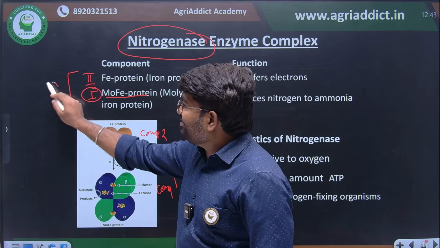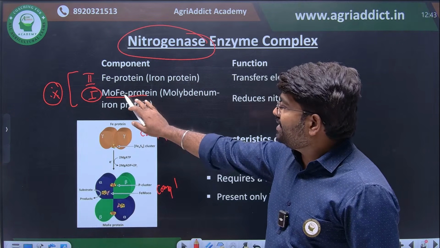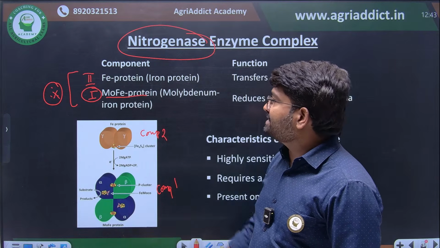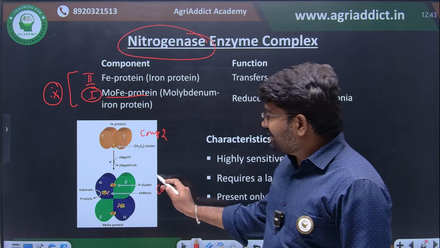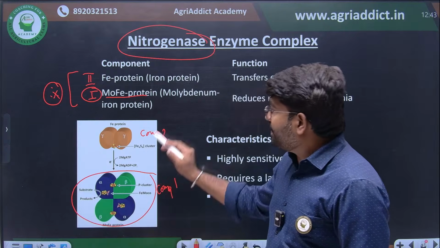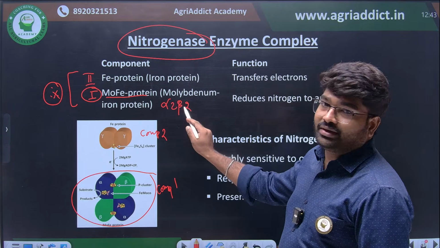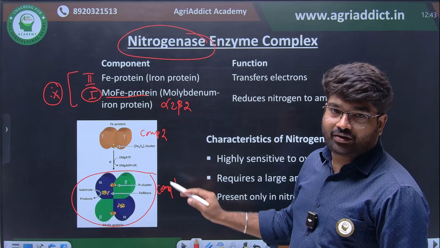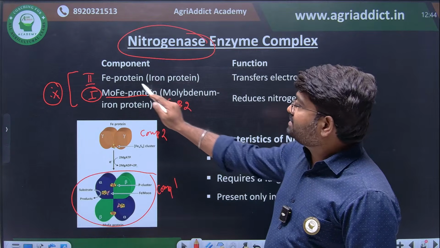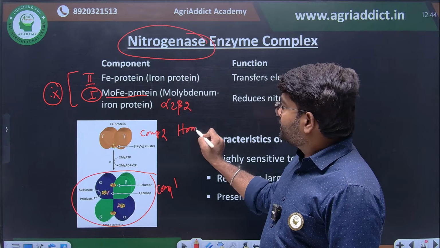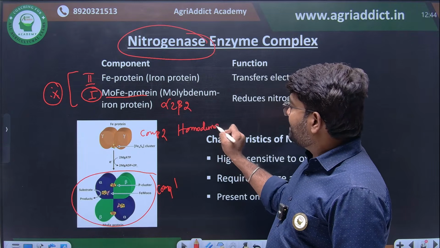This is very important. Component 1 is the molybdenum iron protein complex and component 2 is the iron protein complex. Component 1 is made up of an alpha 2 beta 2 structure, that is a heterotetramer. Component 2 is made up of a homodimer. This is the question they have asked one time.